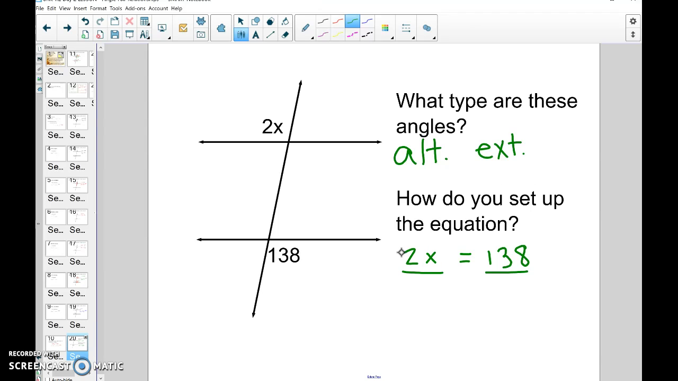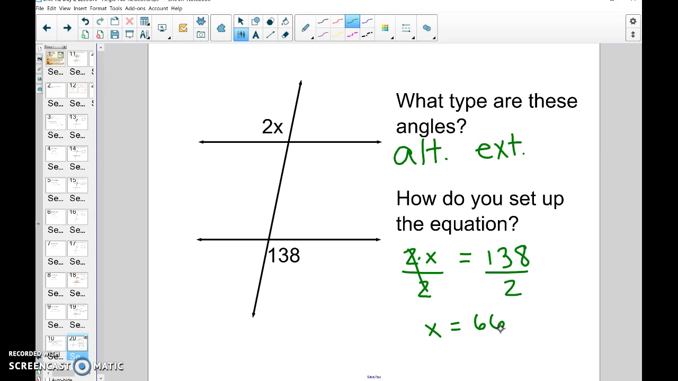If I want to get x by itself and it's 2x, that's the same thing as 2 times x. Well, how do I get rid of multiplication? By dividing. So I'm going to divide both sides by 2. That's going to get rid of that. And that leaves me with, let's see, I believe that would be 66 if I did my mental math correctly. It's a little bit late at night, so hopefully that's correct.